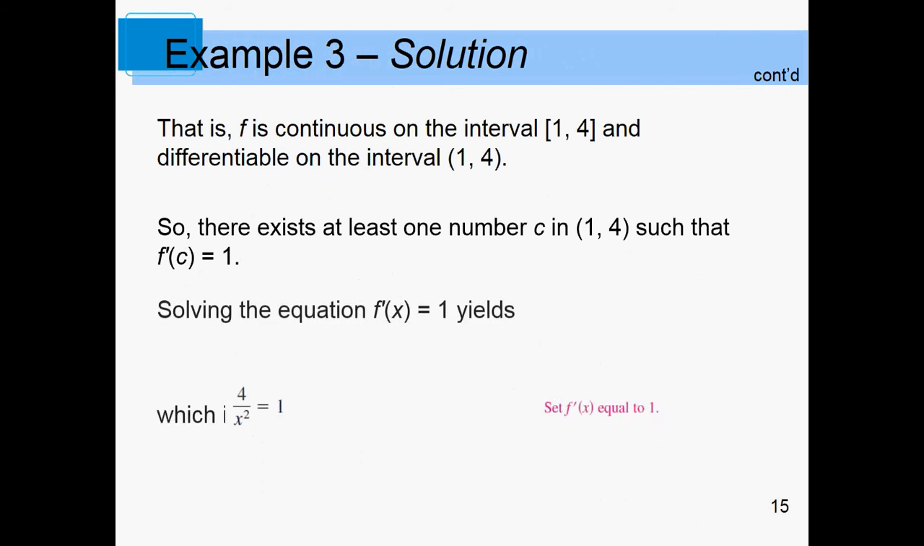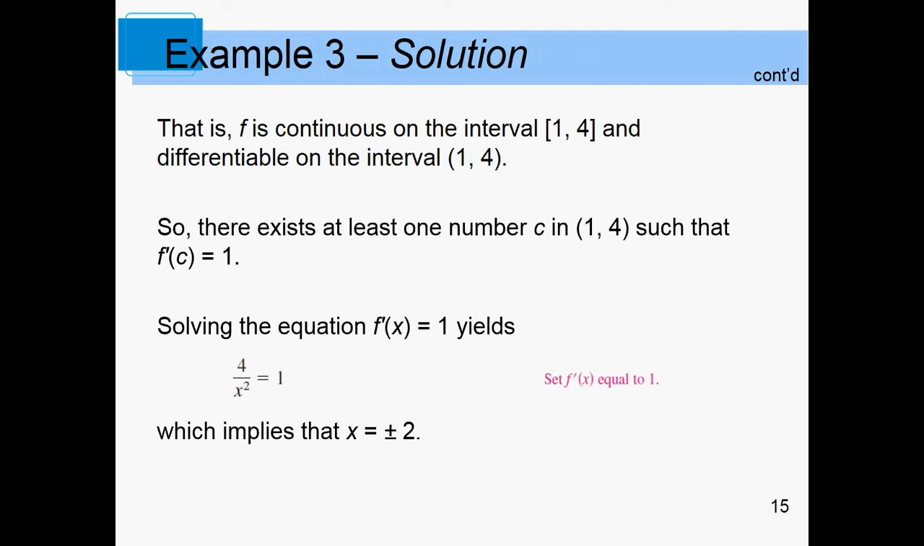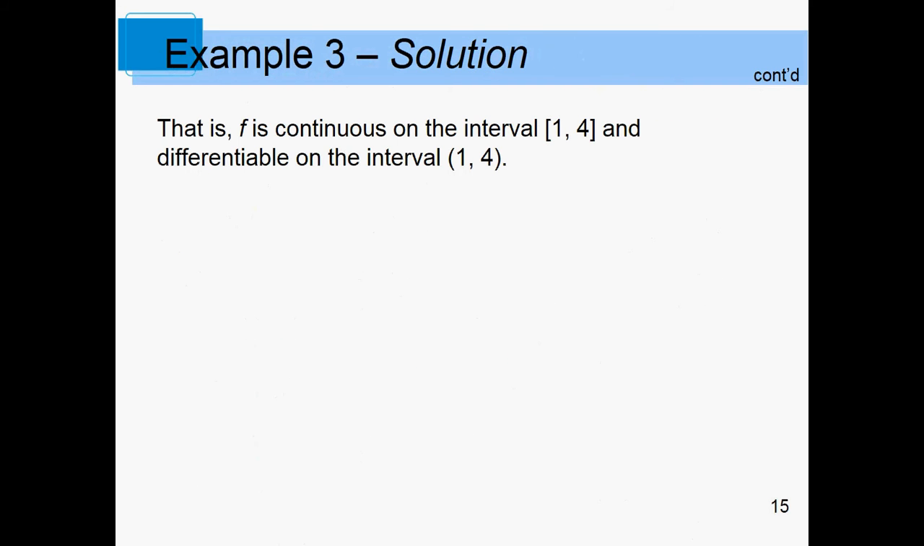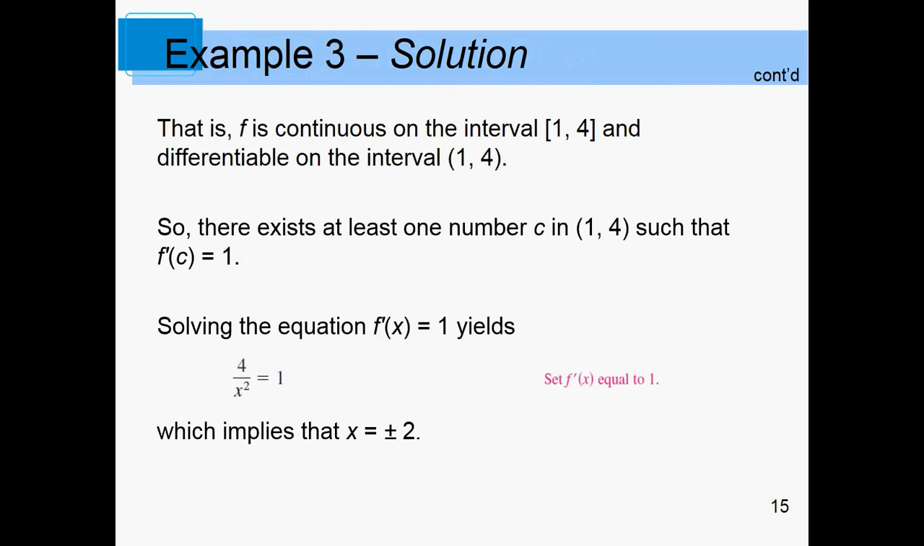All right, so if we take the first derivative of, what was our function? 5 minus 4 over x. So that's like negative 4x to the negative 1. So multiply negative 1 times negative 4 gives us a positive 4, decreased by 1. So we wind up with 4 over x squared.